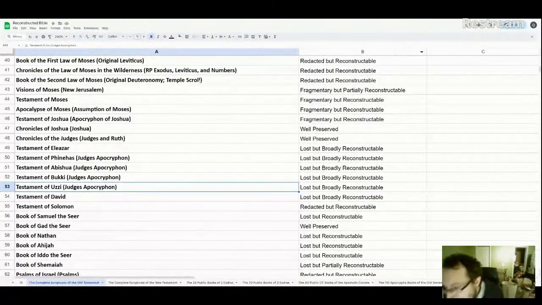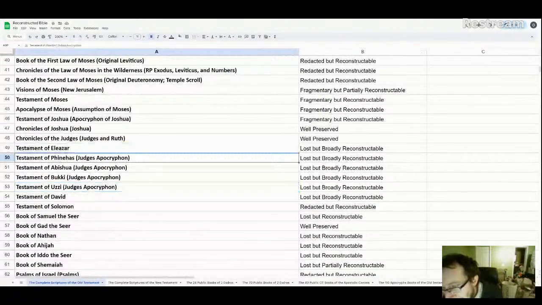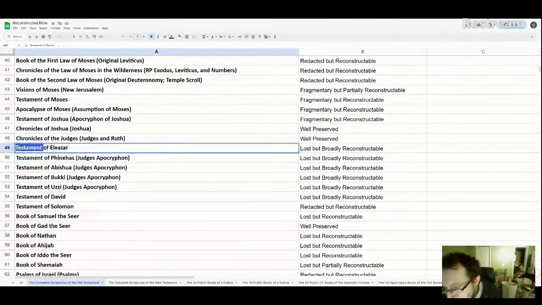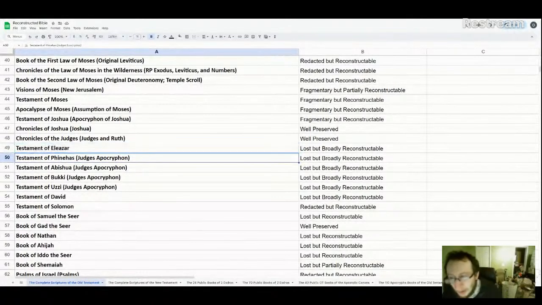There had to be a few, which covered multiple judges. And the best way I could see that was books written by the priests. Maybe instead of a testament, it would have been a book. So maybe it would have been Book of Eleazar. But whether it was testament or book, it would have covered the account of the judges.